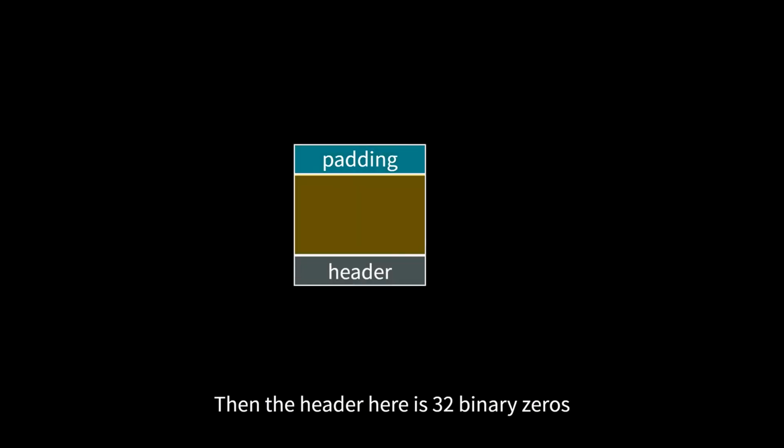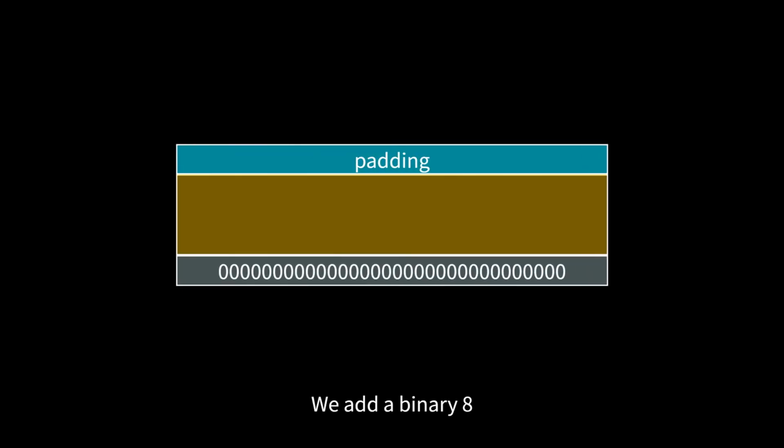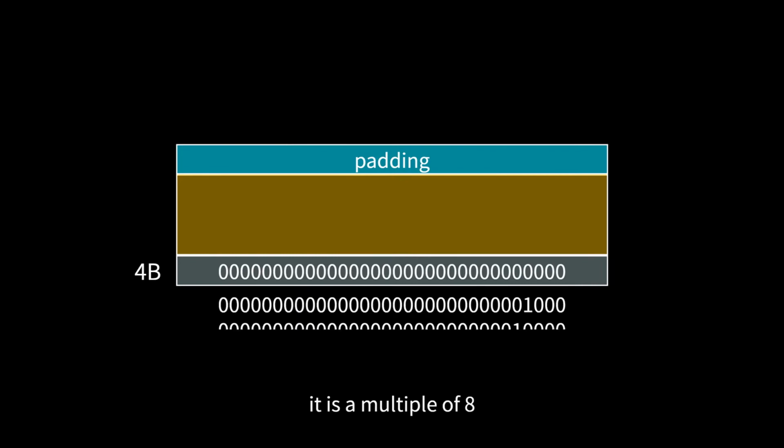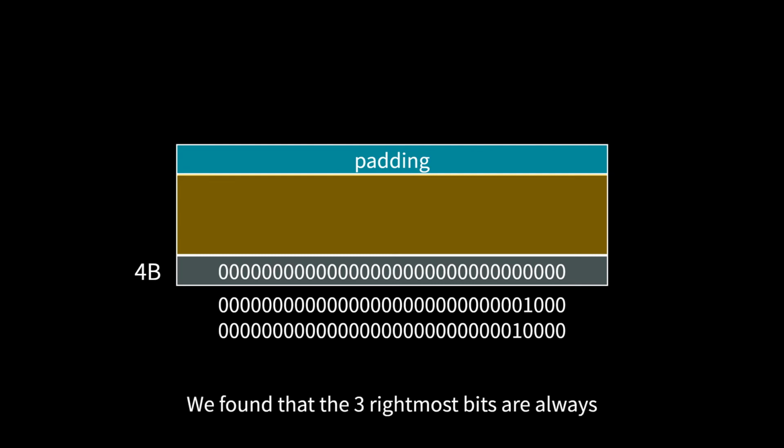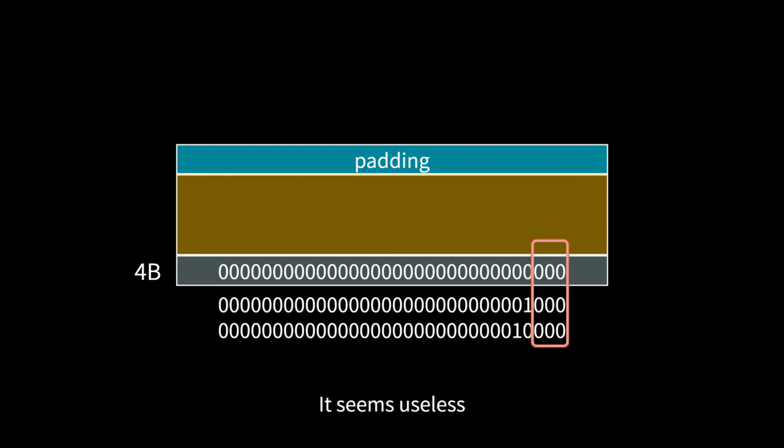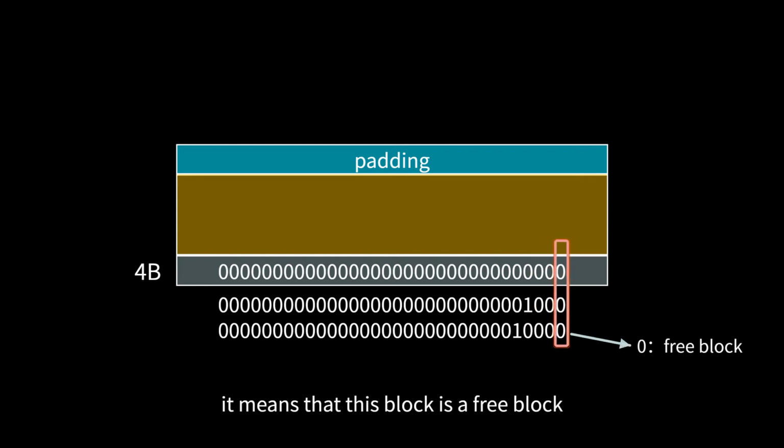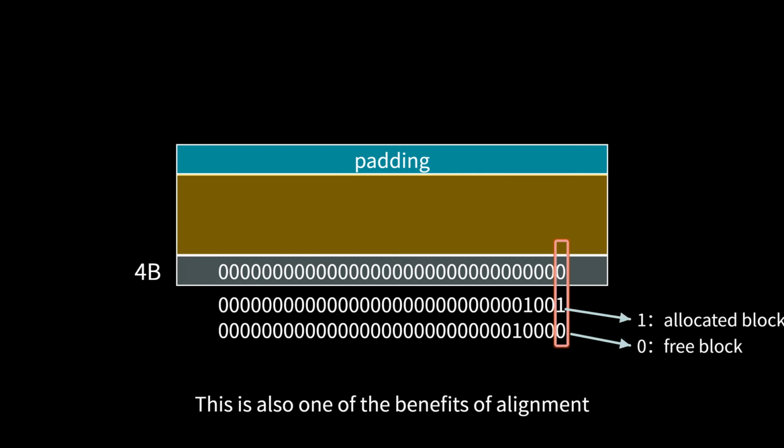Then the header here is a 32-bit binary number, which is 4 bytes. We add binary 8. If you add 2 8s, it is a multiple of 8. We found that the 3 rightmost bits are always 0. It seems useless, so we make full use of it and give the last bit a special meaning. If it is 0, it means that this block is a free block, and if it is 1, it is an allocated block. This is also one of the benefits of alignment.